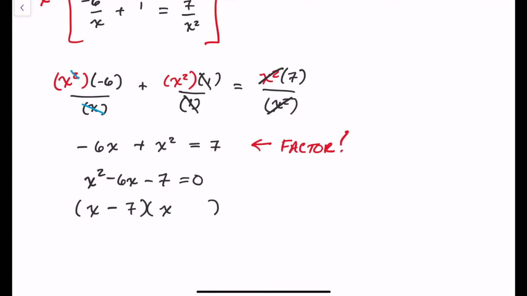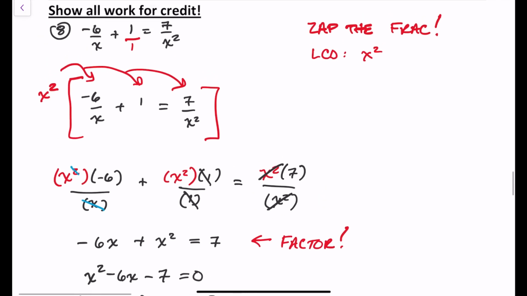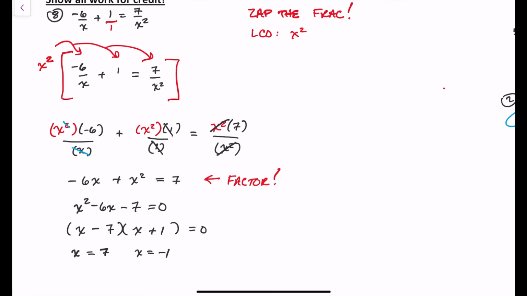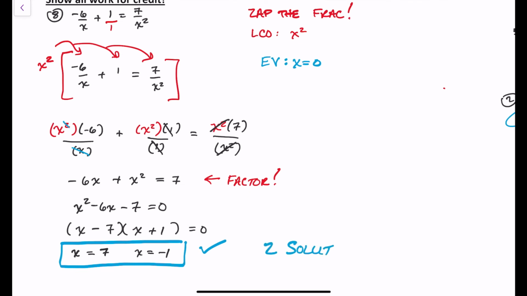And if we factor that, again, not too hard to factor these problems, I end up with two different answers: x equals 7 and x equals negative 1. So let's go back and check our original problem. Can I use 7 and negative 1 in the denominator here? My excluded value is x equals 0, so I'm okay with both of these answers. They both work, and so I will have two solutions to this problem.